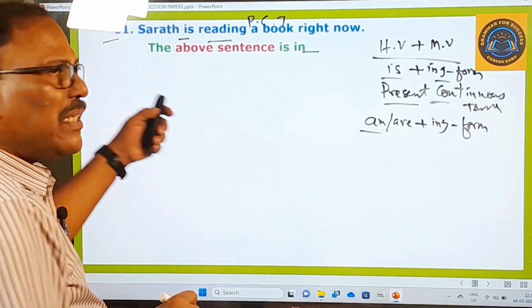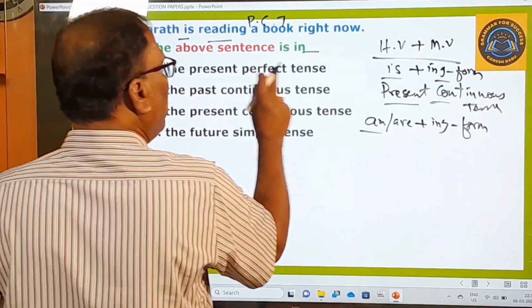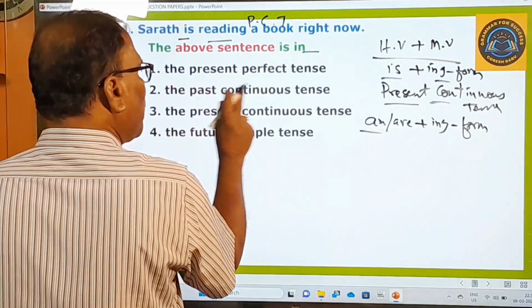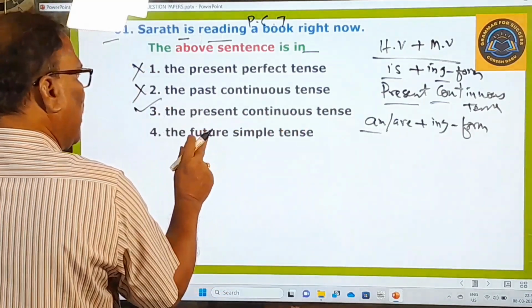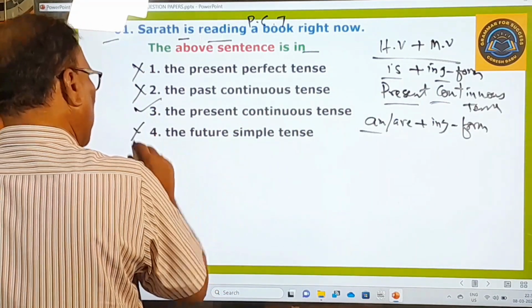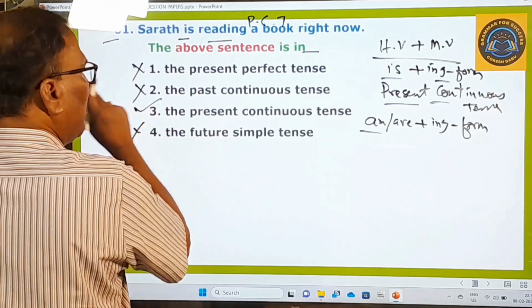Now let us look at the options given. The present perfect tense, wrong. The past continuous tense, wrong. The present continuous tense, right. The future simple tense, wrong. So in this way, 1, 2, 4 are wrong. Only the third one is the right one.